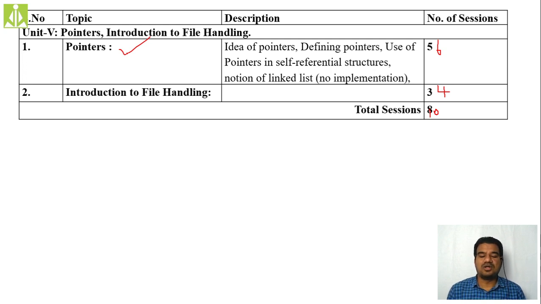Okay, then we also study about files concept, what is a file and how we can store and retrieve the data from a file. That things we are going to discuss in your 5th unit as the second chapter, and for that I need 4 sessions. So overall, in order to complete your 5th unit, I need 10 sessions. So to complete the entire syllabus of your PPS course, I need 50 sessions.